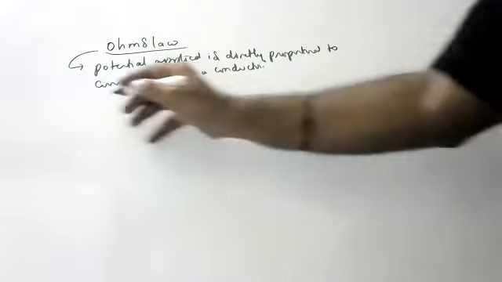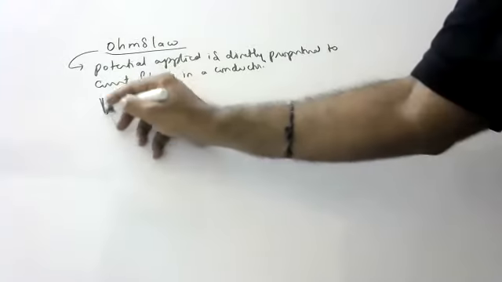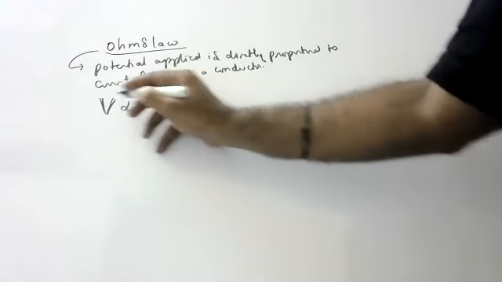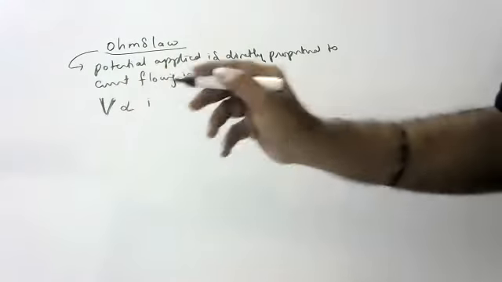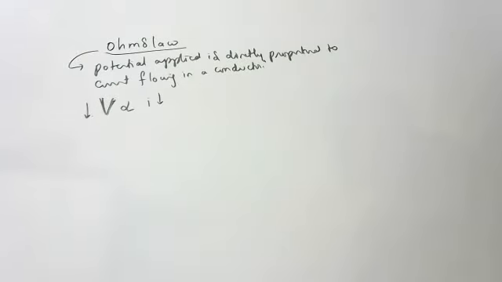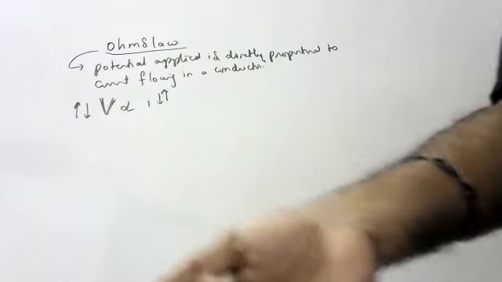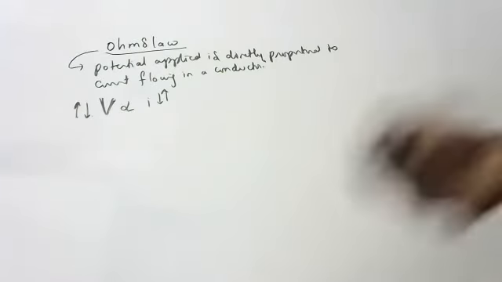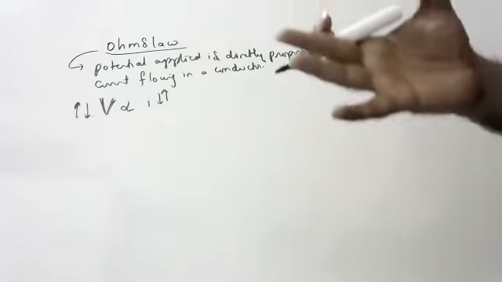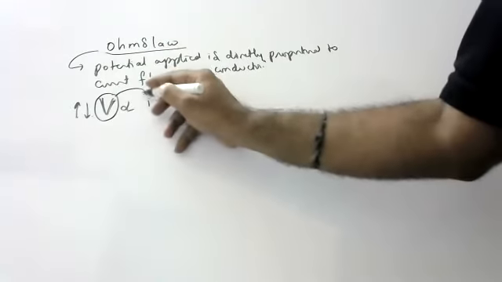It means you will put a battery, the current will flow. How much potential you apply, that much current. If you put a small battery, very less current will flow. If you put a big battery, so much current will flow, because many batteries will give so much potential difference. How much potential difference you apply, that much current will flow.